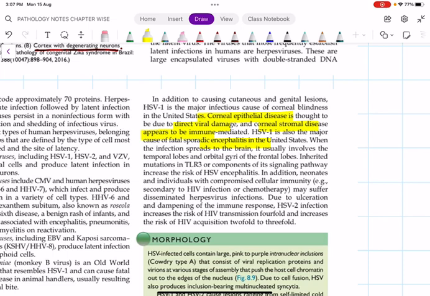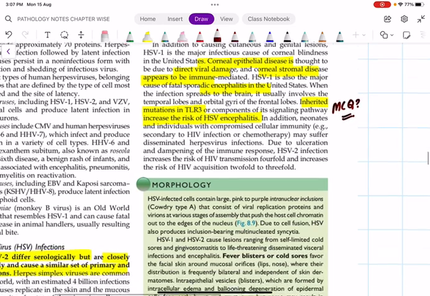And remember, inherited mutations in toll-like receptor 3 have been associated with increased risk of HSV encephalitis. This is a potential MCQ question. That's the only point that I want to discuss there.